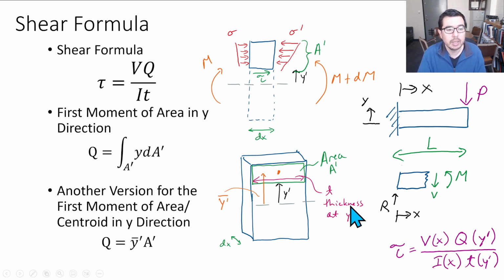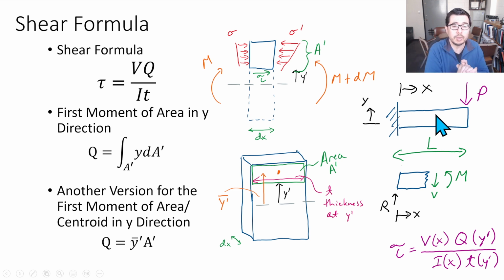So for example, sure, you can just write VQ over IT on your formula sheet or note sheet, but it's important to remember that this internal shear force is really dependent on where it is along the beam, so that's along the X direction. Q, the first moment of area, is going to be dependent on how far we are from the neutral axis, so we could say that's dependent on a Y prime quantity. I, the second moment of area, is actually dependent on X, so where we are along the beam.